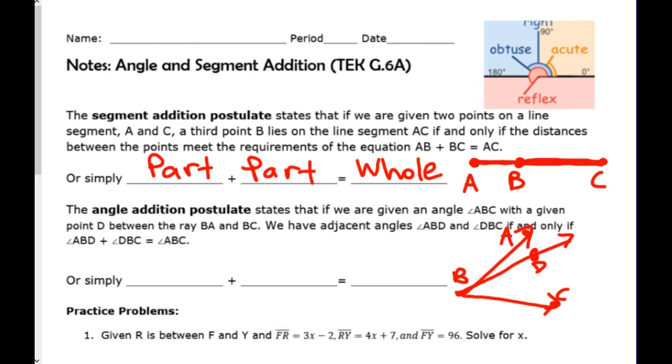If and only if angle ABD, this little one right here, yeah, this is a C. Okay, so ABD, this little angle, plus DBC, this bigger angle, equals ABC, which is the big outer angle. So once again, this is small part plus the other small part equals the big whole thing. Okay? So again, simply, part plus part equals whole.